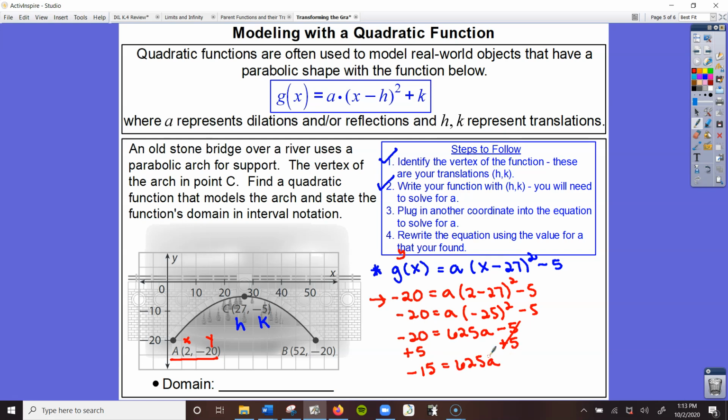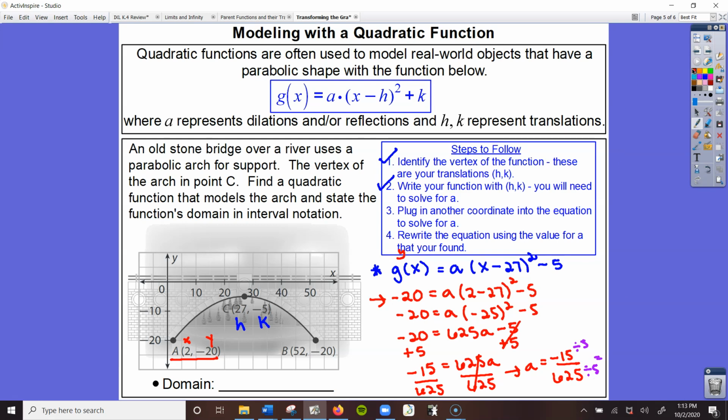625a. And then to solve for a, we just need to divide by 625. So we get here that a is equal to -15 over 625. Once you have your fraction, you can leave it like that. Okay, you don't have to turn it into a decimal or anything. And then we can simplify the fraction. Now, if you look at 15 and 625, both 15 and 625 can be divisible by 5. So I'm going to divide 5 from both the numerator and the denominator.